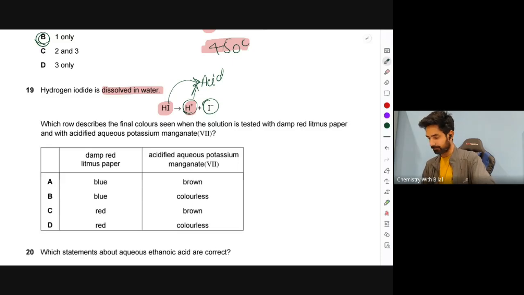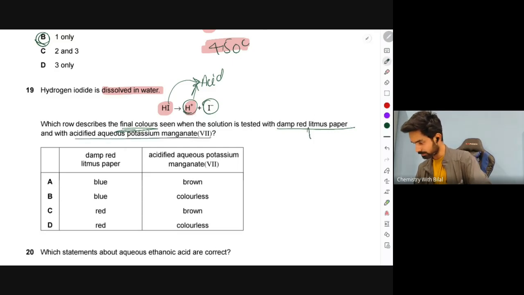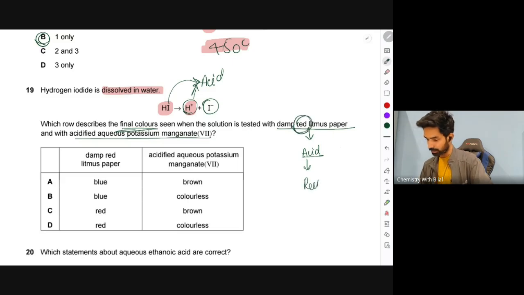Which option describes the final color seen when the solution is tested with damp red litmus paper and with acidified KMnO4? Now, this is something which can give you the acidity or basicity of the substance. कि ये acid है, ये base है. In acid, it turns red, and in base, since वो पहले से red है, तो it will remain red. तो red ही रहेगा ना, क्योंकि वो पहले से red है, acid में dissolve कर रहे हैं. Damp litmus paper does not turn blue. ये तो red ही रहेगा. C या D होगा. Okay.